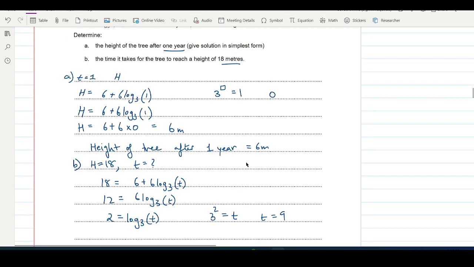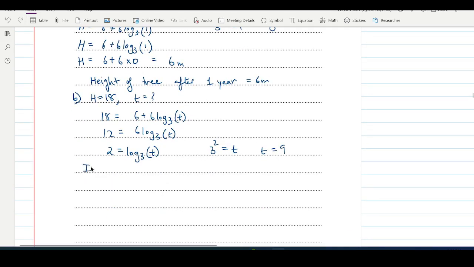So for B, determine the time it takes for a tree to reach a height of 18 meters. So it takes 9 years for the tree to reach a height of 18 meters.